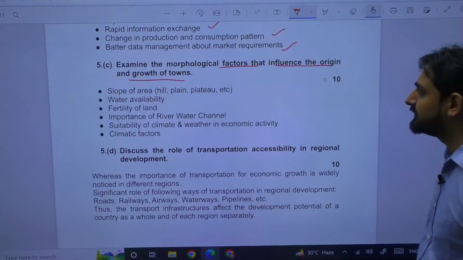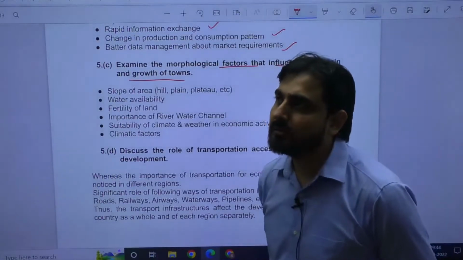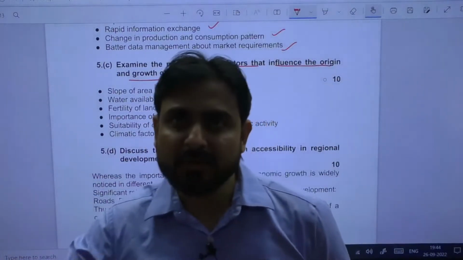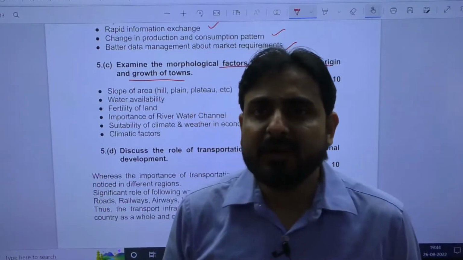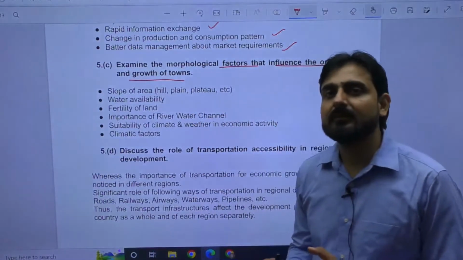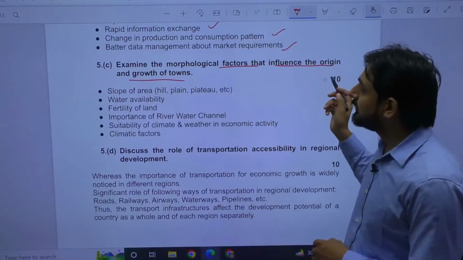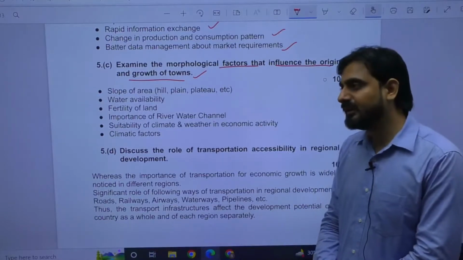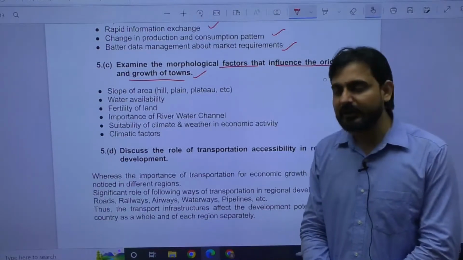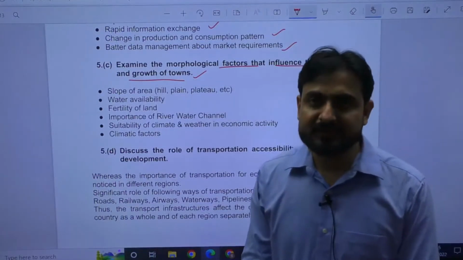Morphological factors may be your geographical features, relief may define precisely the growth of the town. Generally, growth of the town in hilly areas is very poor, but in plain areas is very good, very strong.